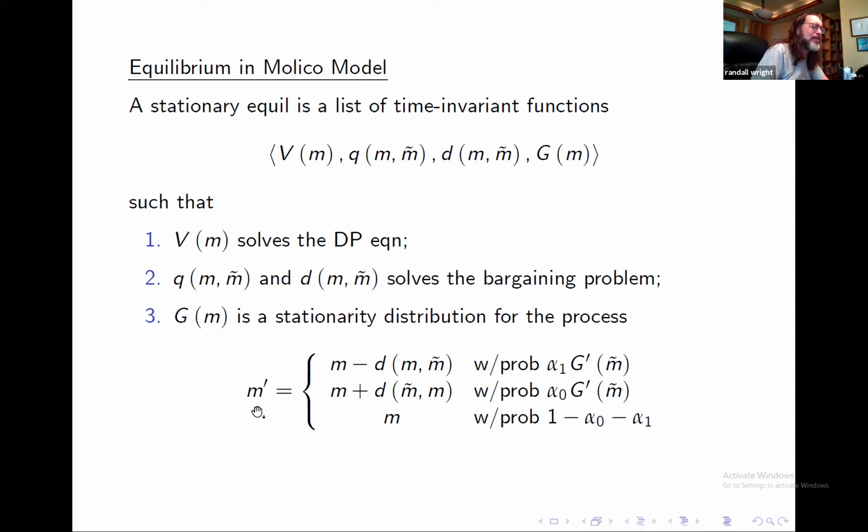I wrote down how it evolves for an individual, your money holdings next period. Well, you might not trade, so you stick with what you had. You might make a sale, so you raise your money. You might make a purchase, so you lower your money holdings. And these occur with certain probabilities, including the probability of meeting the right counterparty. Now, one should probably do this using measure theory, but I'm not going to bother. I'm just writing this out. G had a density. Randy, Narek has a question.